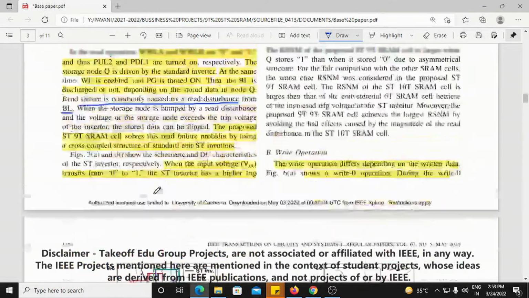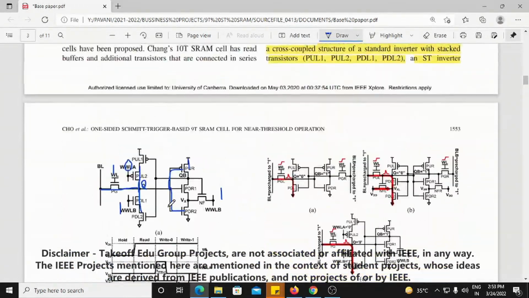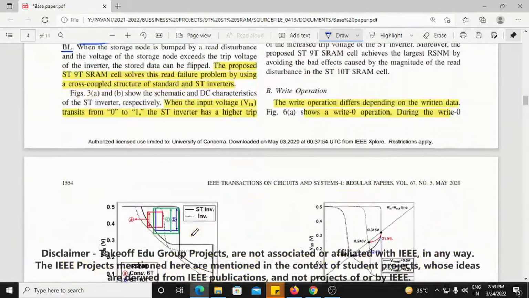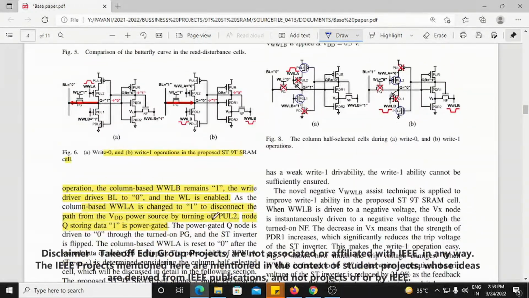That means, as we already discussed, for some time we achieve 1 and later 0. So why is it disconnecting at 1? To disconnect the path from VDD. It is clearly mentioned here that it is changed to 1 to disconnect the path from the VDD power source by turning off PUL2. By that, the Q storing data 1 is cleared. It is clearly mentioned here.